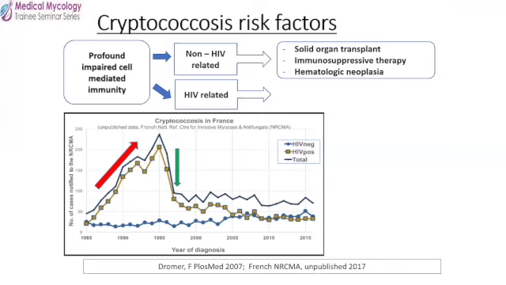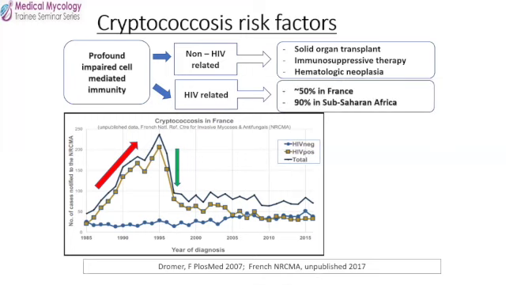In France, about 50% of patients with cryptococcal meningitis were found in HIV patients. However, in Africa, more than 90% of cryptococcosis is found in patients with HIV. And in these patients, the median CD4 is around 45 cells per milliliter. And this is the threshold at which we say the patient has advanced HIV.